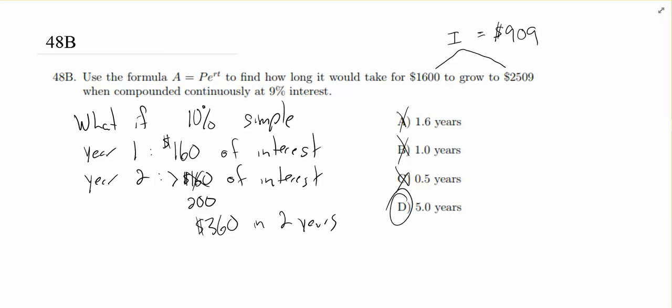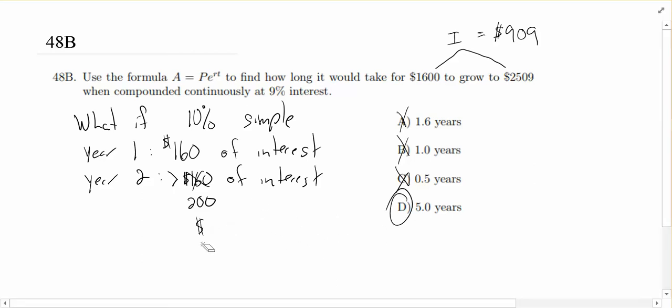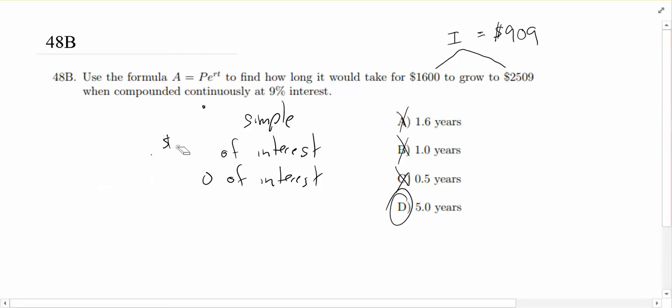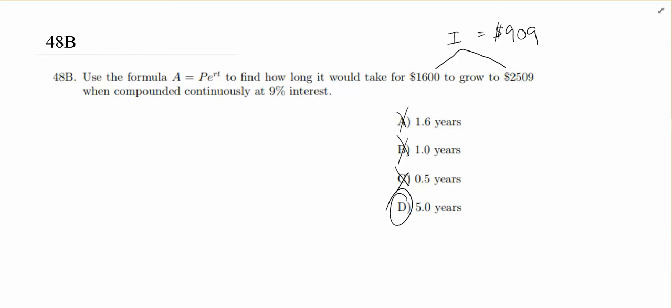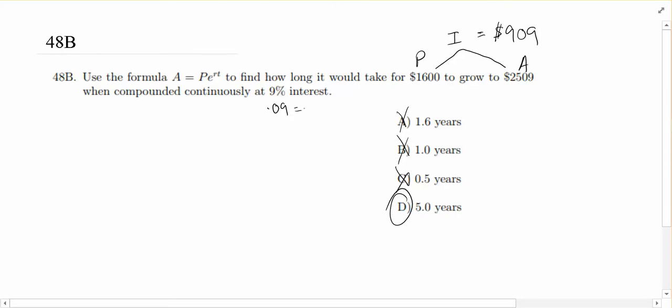Now, this is not a super challenging problem to solve. I'm going to erase this scrap work here, and we're going to go through setting this problem up as intended, where 1600 is P, 2509 is A, and 0.09 is the R. So what this is saying is we have 2509 equals 1600 times the number e to the 0.09t power.